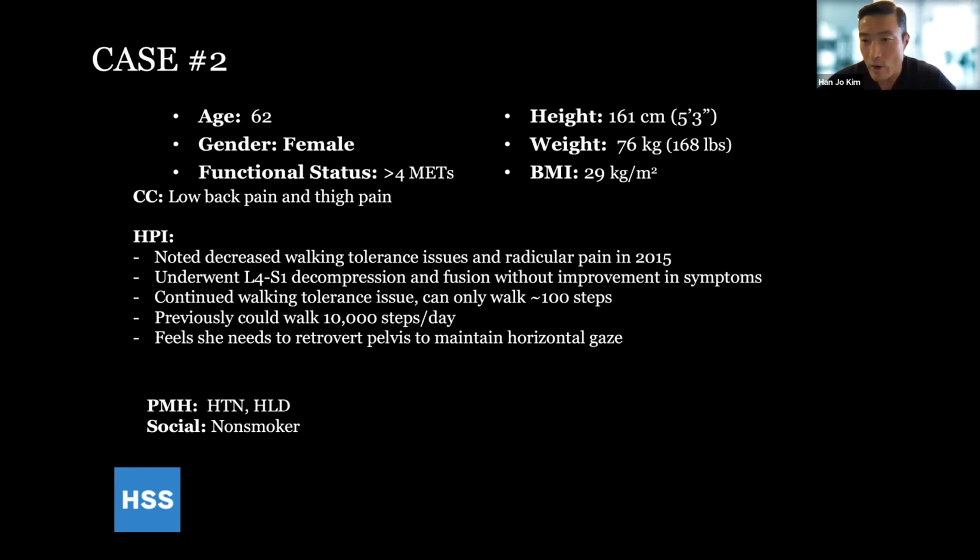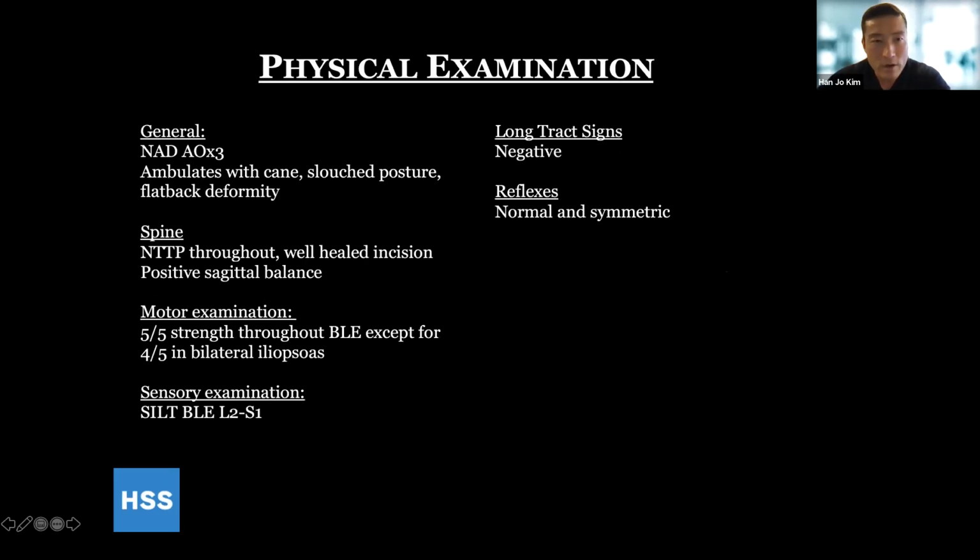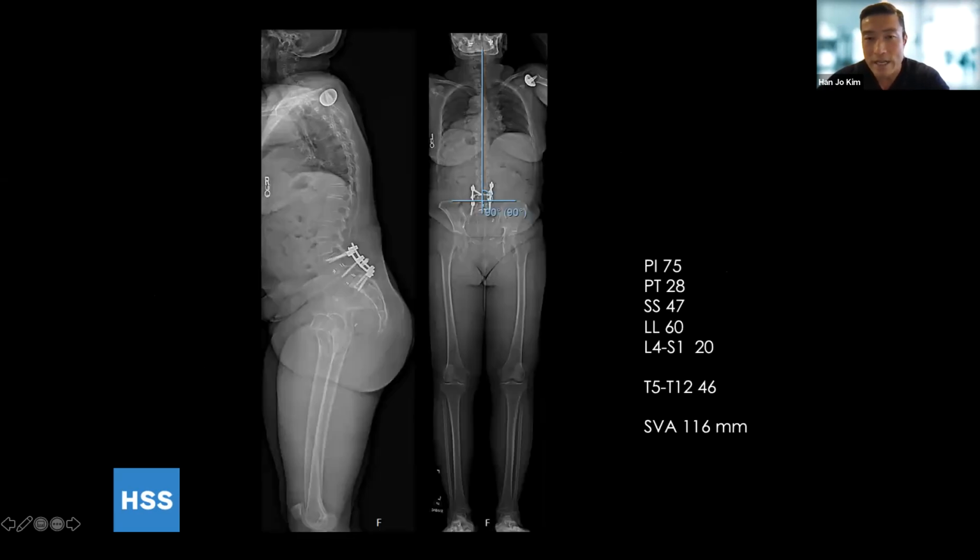She previously could walk over 10,000 steps a day, but now she's less than 100. And she also feels like at the end of the day, her back is really tired from everything. Her exam is pretty unremarkable, except for some mild psoas weakness. And here are her standing X-rays. So AP and lateral X-rays show the prior instrumented fusion from L4 to S1.